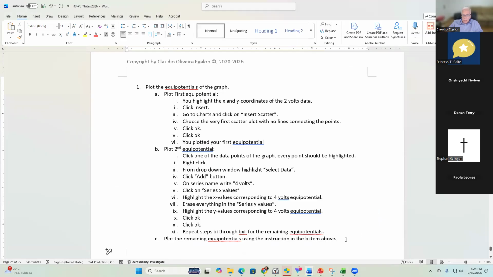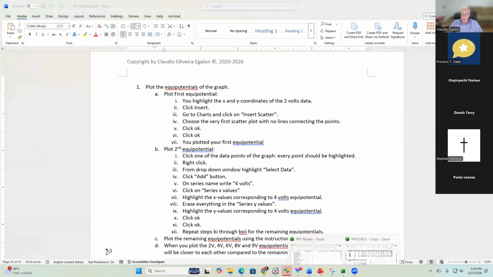When you plot the 2 volts, 4 volts, 6 volts, 8 volts, and 9 volts equipotentials, the 8 and 9 volts equipotentials will be closer to each other compared to the remaining ones. Why is that?